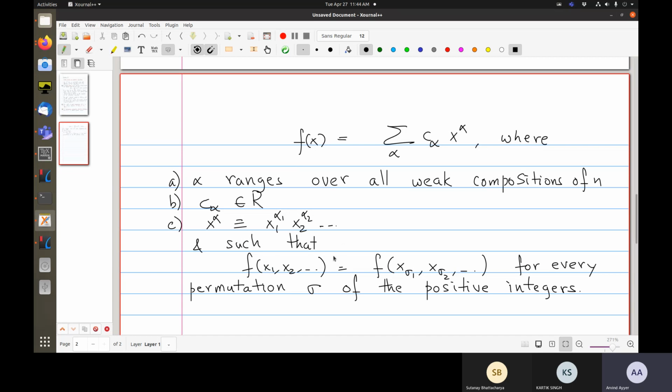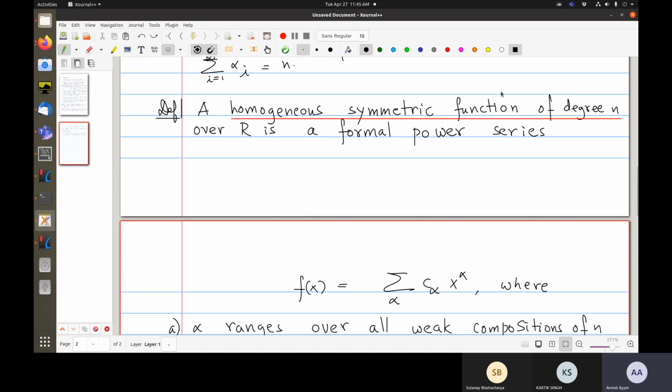Okay, so you allow any possible permutation. This could be a permutation of finitely many indices or infinitely many, it doesn't matter. Whatever you take, you should get the same function. So that guarantees the symmetry.